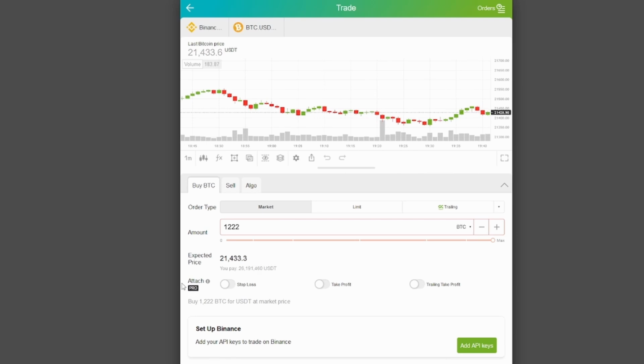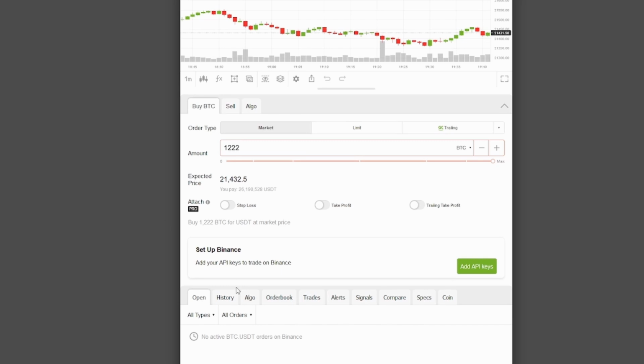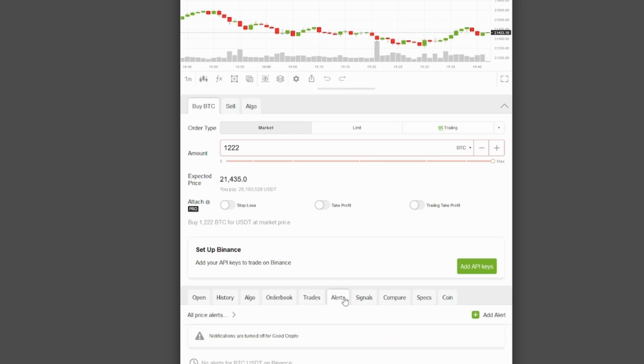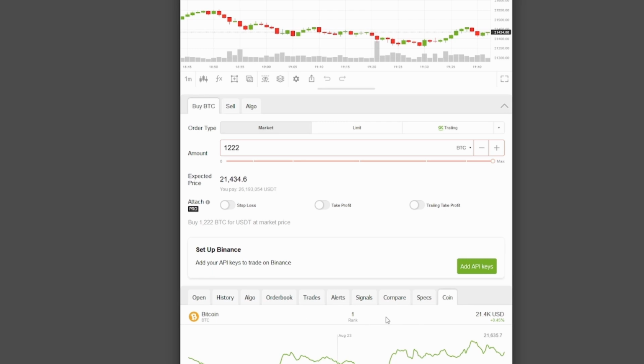Which, by the way, the pro status is definitely something you guys should look into. I do like using the pro status myself. You can also see at the very bottom the open. You can do the history, the algo, the order book, the trades, the alerts, the signals, and you can compare as well as specs and obviously the coin. So the specs you can see here, like I said, the underlying Bitcoin being price quoted in Tether, the trading fees, the orders. It's just so much information for you to really become a good trader or a good investor at the very least. So definitely take a look.